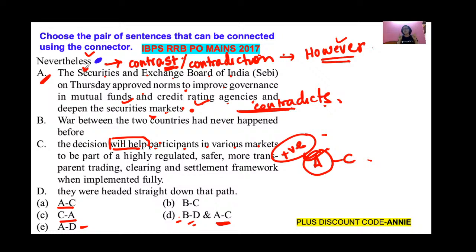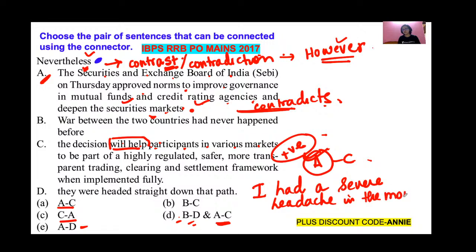Let me give you an example of the connector nevertheless. If I say that I had a severe headache in the morning. Nevertheless, I continued to work. So this is a contradiction. I had a severe headache, which means I was not well, but I continued to work. Even though I was not well, I continued to work. So this is a contradiction. When you are not well, what do you do? You rest, right? You don't work. So that's why this is a contradiction.